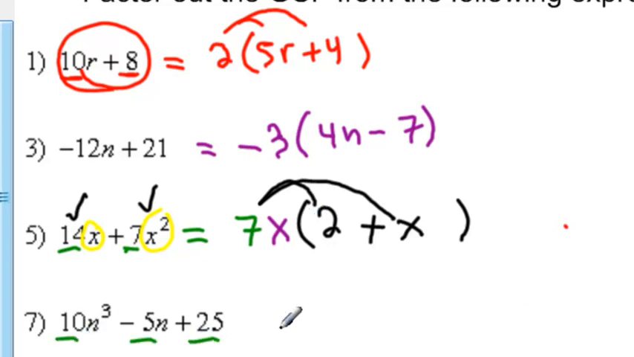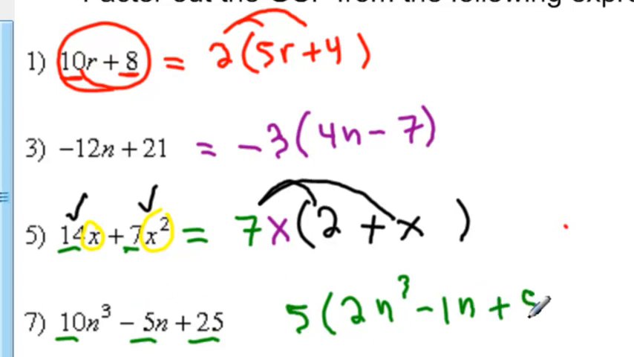10, 5, and 25. They all divide by 5. They don't all have n's to give up, so we can only take out a 5. So 10 divided by 5 is 2. There's no n's coming out. Negative 5 divided by 5 is negative 1. Or if you multiply, you're going to have to multiply by negative 1. 5 times 5 is 25, and that's the answer. Looking at the next one.